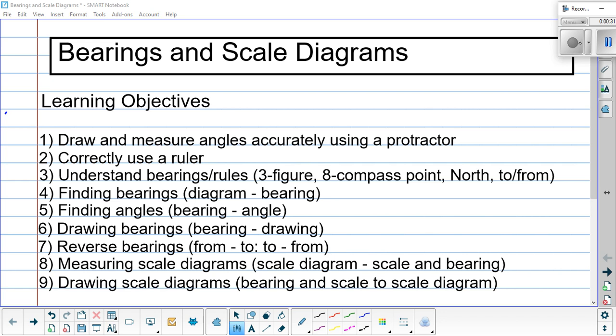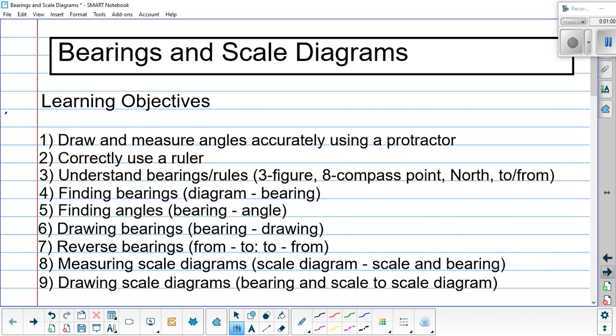Then we can find our bearings from a diagram, and find our angles from a bearing to an angle, and draw our bearings. So if we're given a bearing, can we draw it? Reverse bearings: if we're given A from B, we want to write it as B from A. Measuring scale diagrams: if we have a scale diagram, can we set out what the scale and the bearing is, and then do the reverse process of actually drawing them given the list of information.